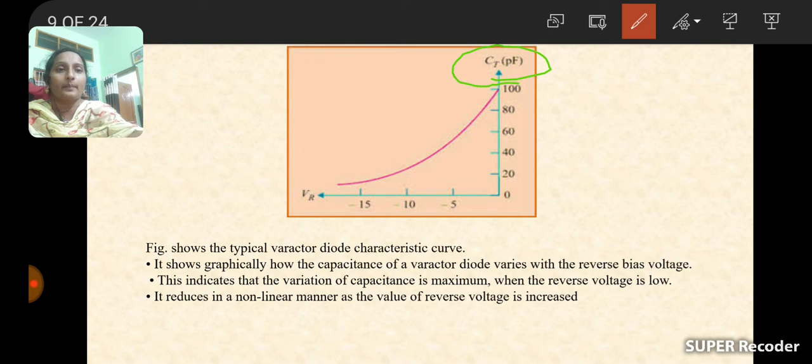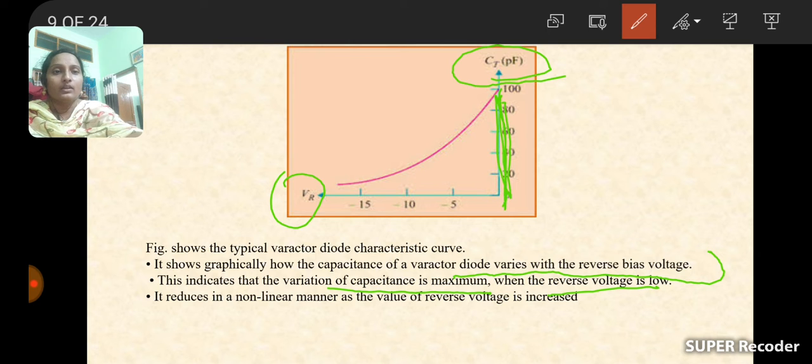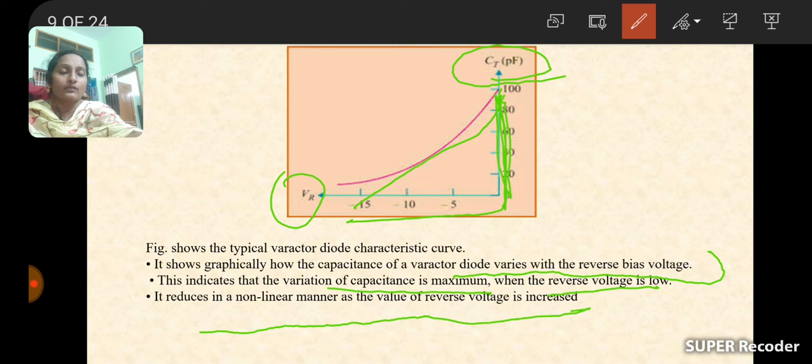CT indicates capacitance in picofarads. VR is the reverse voltage. See here, the graph shows how the capacitance of a varactor diode varies with the reverse bias voltage. In the graph, the variation of capacitance is maximum when the reverse voltage is low. So capacitance is maximum when the voltage is low. If the voltage is increased, the capacitance decreases, and it reduces non-linearly as the reverse bias voltage is increased.